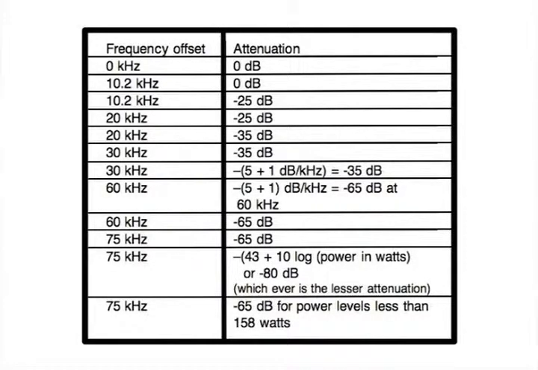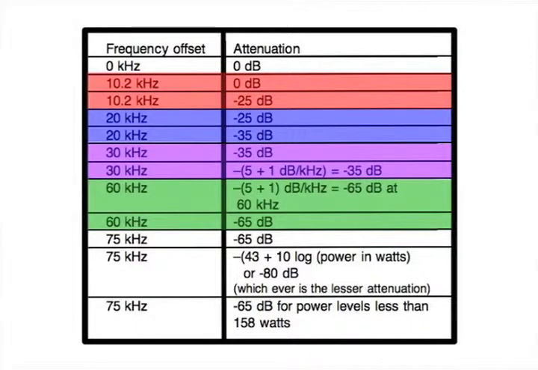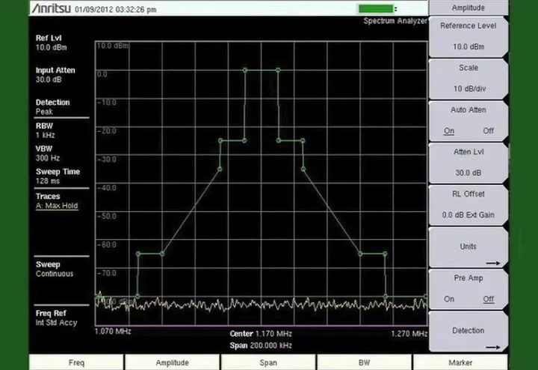frequencies and dB levels. Notice that there are two different requirements at 10.2 kHz, 20 kHz, 30 kHz, 60 kHz, and 75 kHz offsets. These requirements are easily met with Anritsu handheld spectrum analyzers, given their capability to insert a vertical segment into a limit line. Here is how to create this limit line on the instrument.